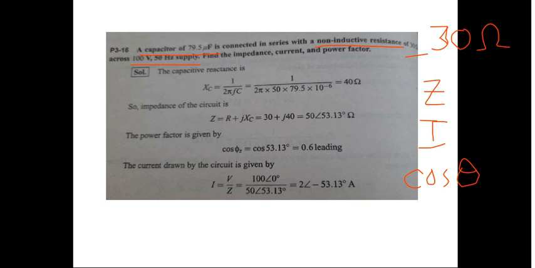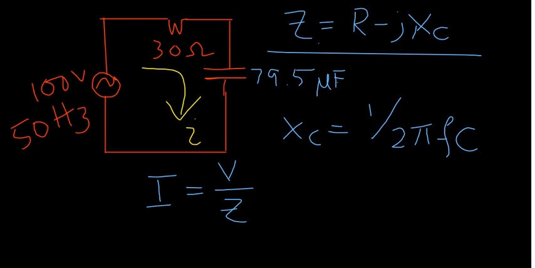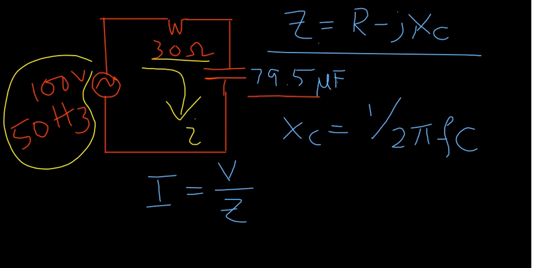So now let us look into the circuit first. Okay, I have drawn the circuit here. You can see here you have got a capacitor which is of 79.5 microfarad. You have got a resistance which is 30 ohm. Both are in series, which is connected across a 100 volt 50 hertz supply. Now you are supposed to find out the impedance, you are supposed to find out the current, and you are also supposed to find out the power factor.